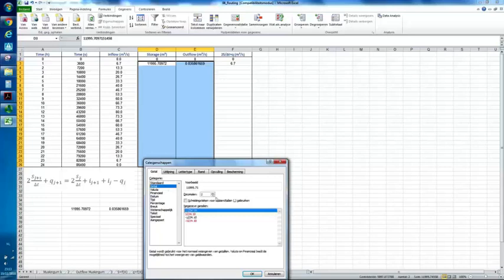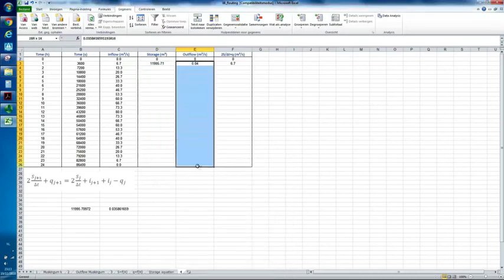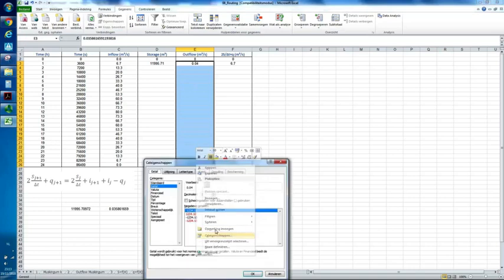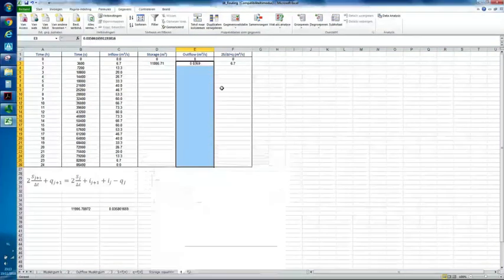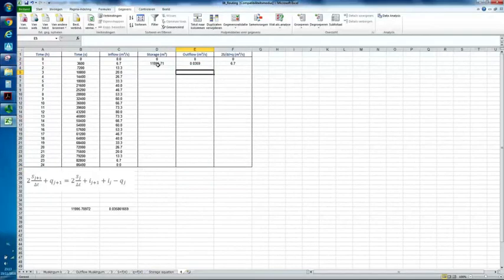I don't want so many digits, so let's go for 2 for this one, but 4 for this one maybe, because those values will be smaller, like that. And so we have a first value for our outflow and our storage.